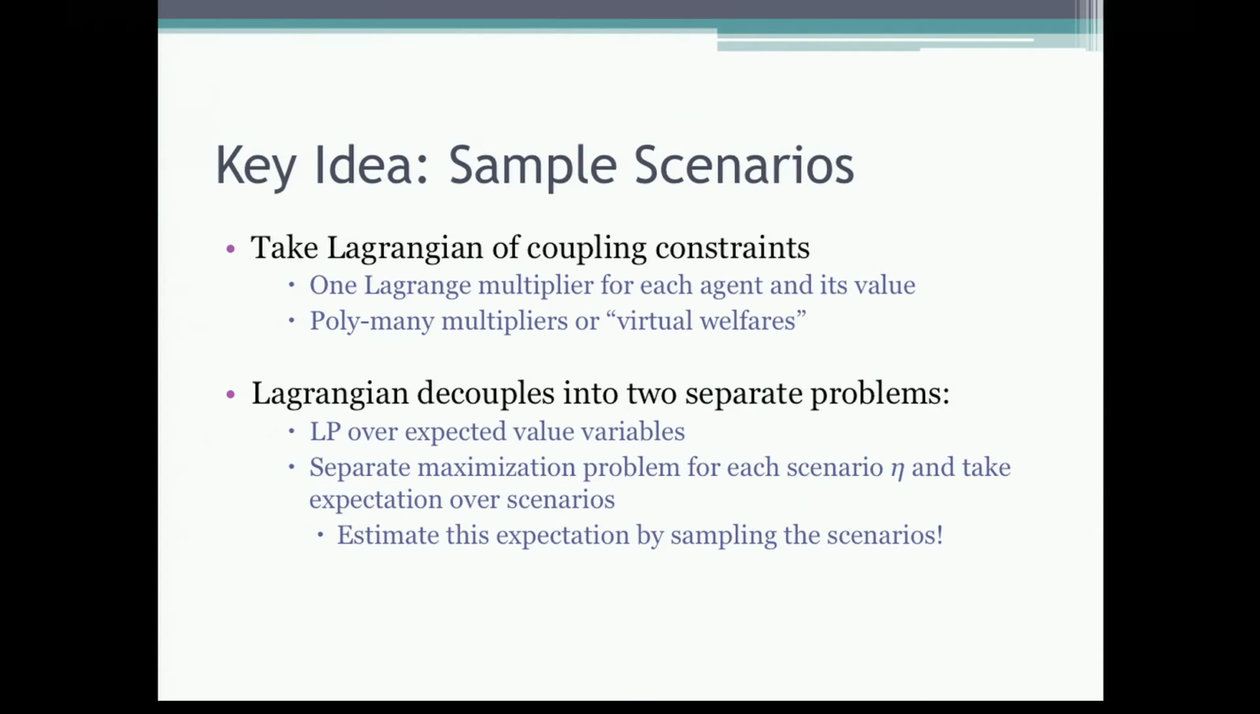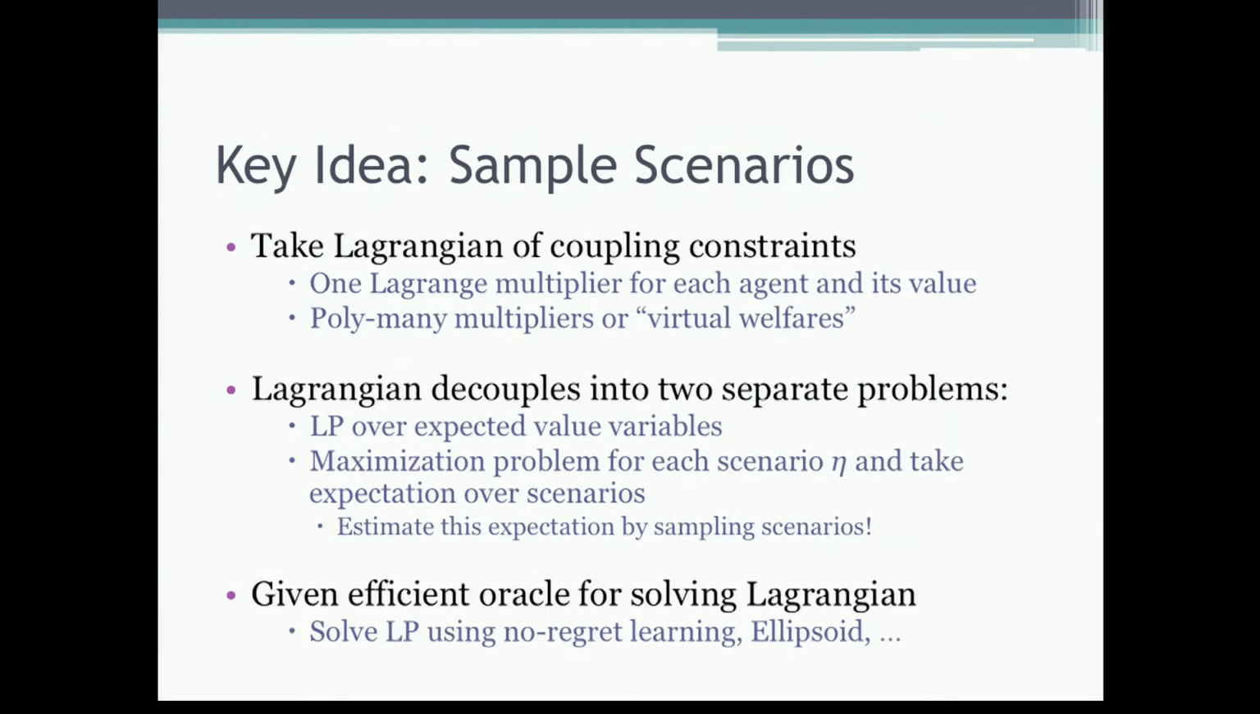So solving the Lagrangian is not that hard. You can just do it by sampling and Chernoff bounds. I'm hiding many details under the rug. It's actually not as simple as that. There are a lot of technicalities, but that's the basic idea. Now we can solve the Lagrangian easily. If I tell you the Lagrange multipliers, the problem decomposes into estimating this huge expectation for every scenario, solving a separate optimization problem, and then solving this other optimization problem over the expected value variables. And given an efficient oracle for the Lagrangian, you can solve the original LP using many techniques.